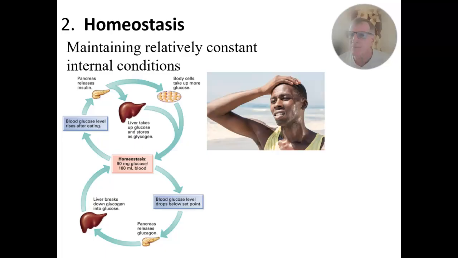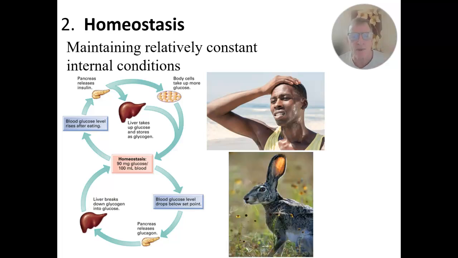Other examples, temperature. We need to maintain our body right around 98.6 degrees. So when it's really hot, we sweat to cool our bodies. When it's cold, we shiver. We do things to generate body heat, and that maintains that homeostatic regulation of body temperature. Rabbits have ears that are covered in fur, so they're not really good at sweating to stay cool, but they can pump blood through their ears to keep their bodies cool.